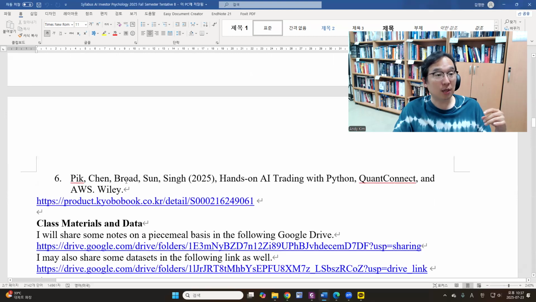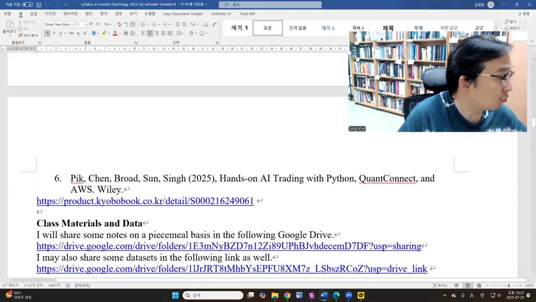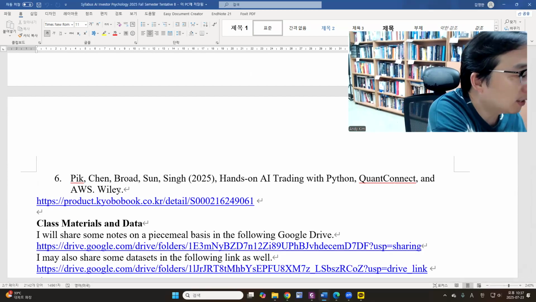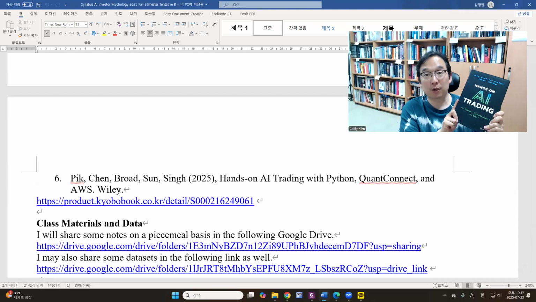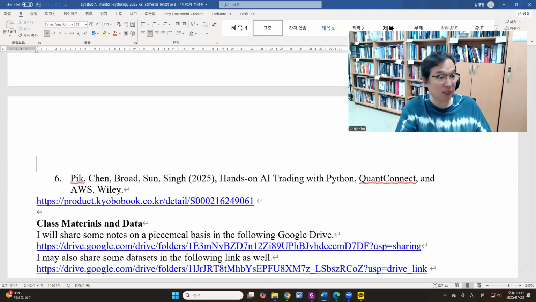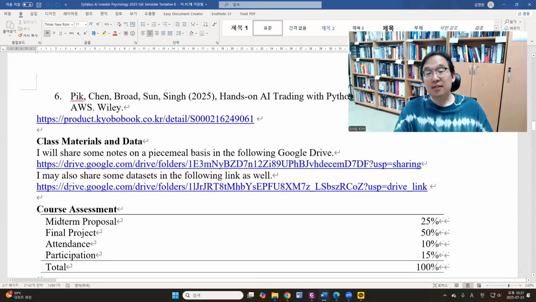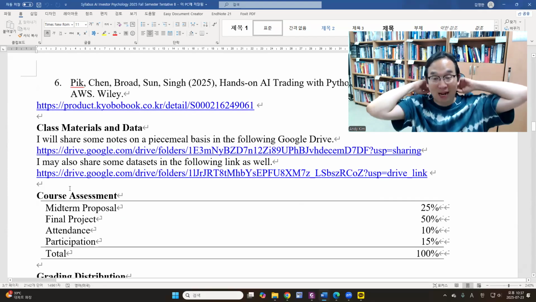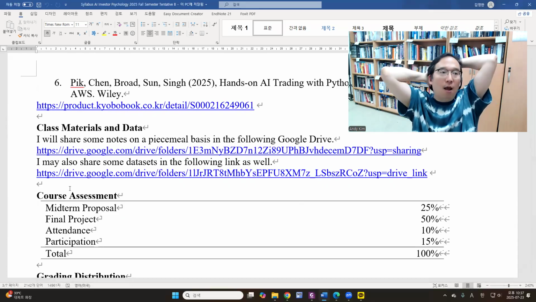Okay, Pik Chen and Brad Sun. That's how to use AI in your quantitative trading setting over here. That's a reference book if you are interested. Hands-on AI trading. So go ahead and have some fun. But I know you don't need to buy all these books, right? Just a reference book in case you need it, right?